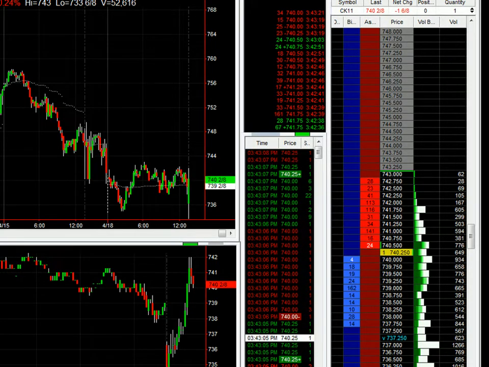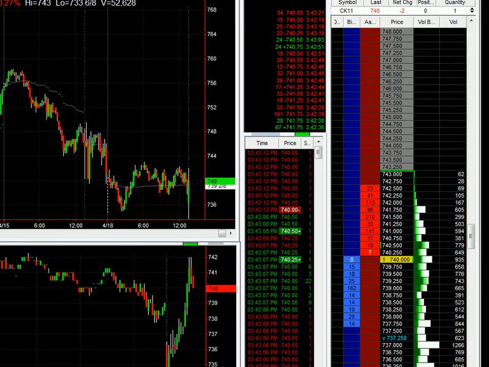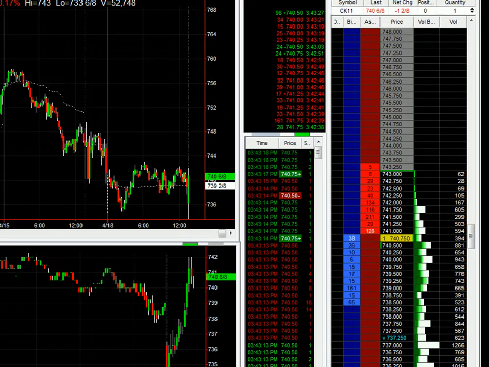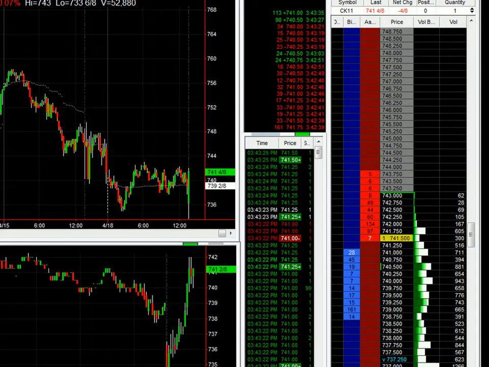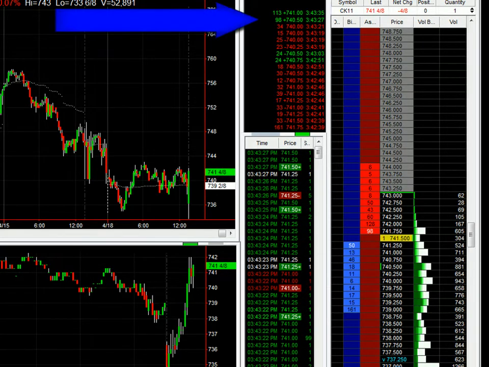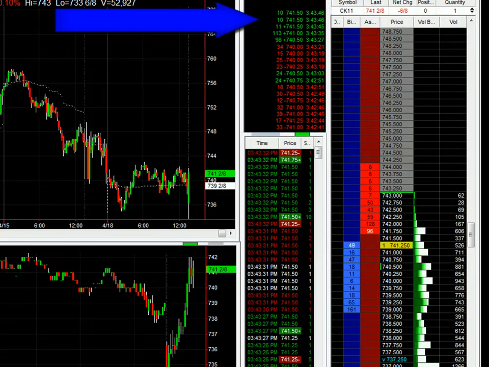So in the context of the setup, we know we're looking for some sort of drive, continuation drive to the upside. That's what we would be looking for generally on this sort of strength. And so what we're looking at now, time and sales. Let's have a look. Starting to see some green coming through. See the change there? We've got some 99s coming through, 113. Let's look to see if we get an increase in speed as well.